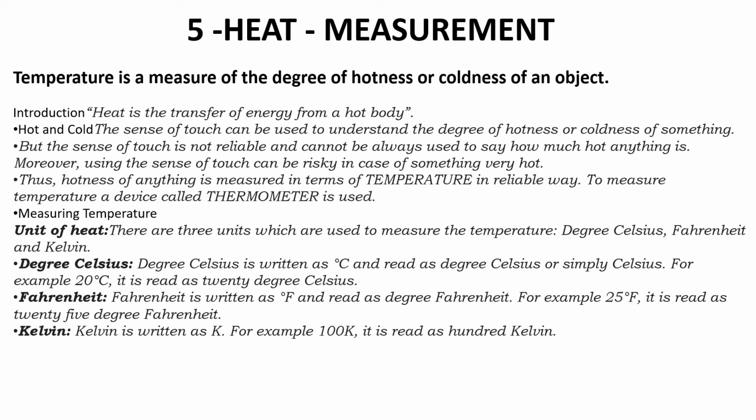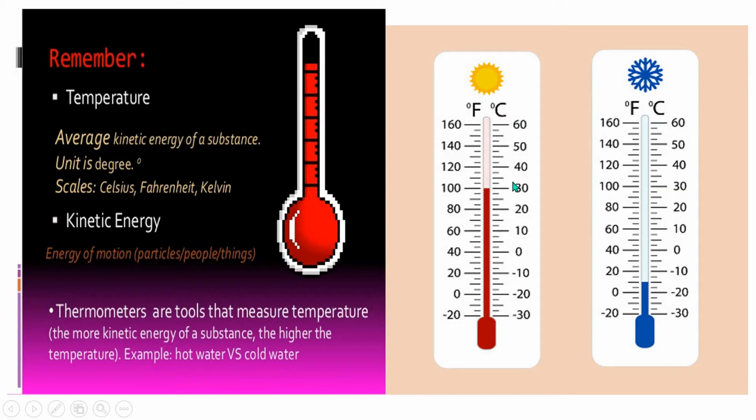And the units used in measuring the temperature are Celsius, Fahrenheit and Kelvin, and these are indicated by the symbols C, F and K. Now let's see the thermometer. These are thermometers in which mercury is present. And here you can see a scale in Fahrenheit and here a scale in Celsius.